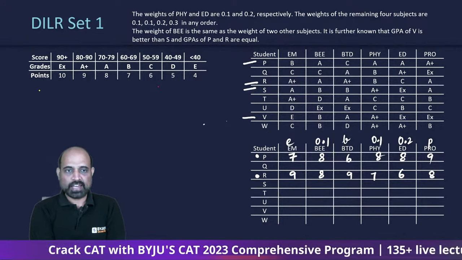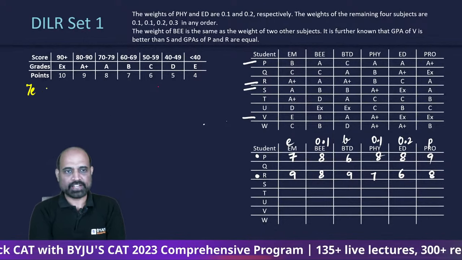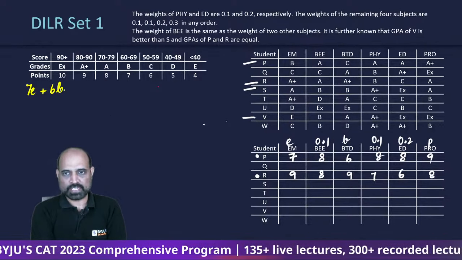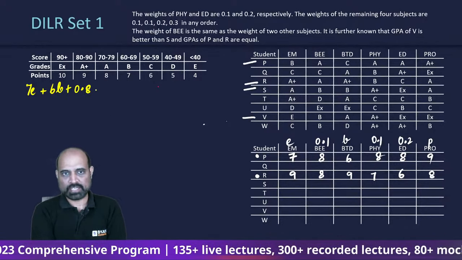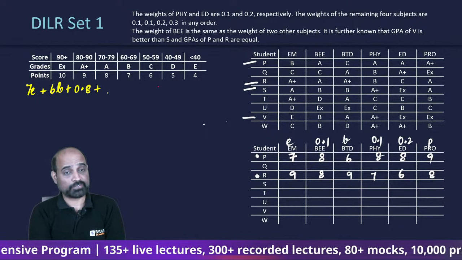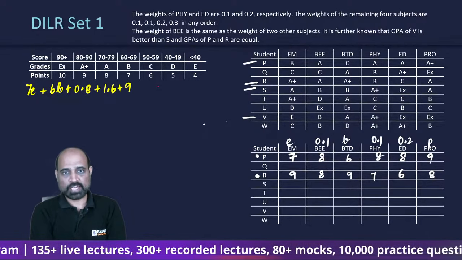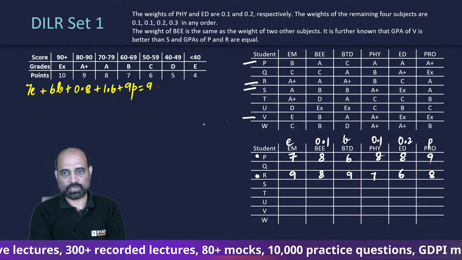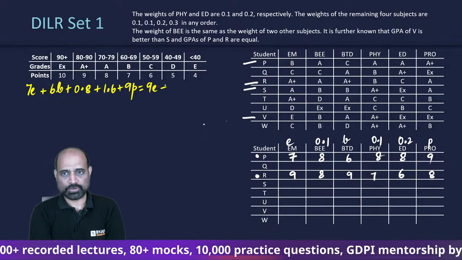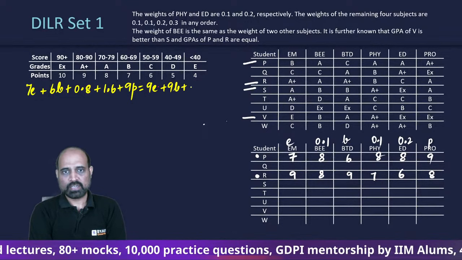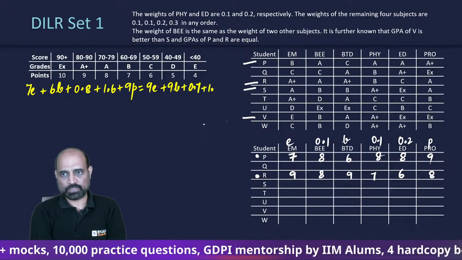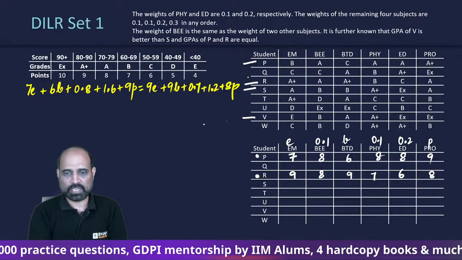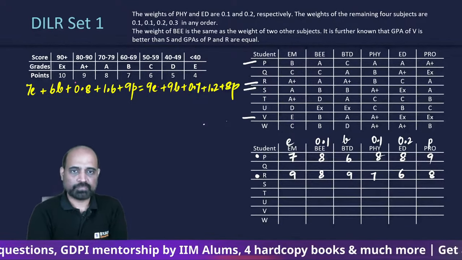Okay, so we will have 7A, 0.8, we're not going to write this. We will have 6B, we will have 0.8, and then we will have 1.6, and we will have 9P. That is equal to 9A, 0.8 not going to write, plus 9B, plus 0.7, plus 1.2, plus 8P. Okay, so let's simplify this.